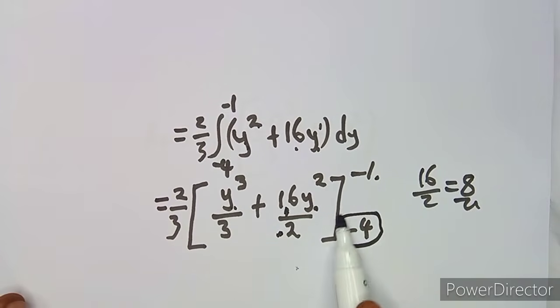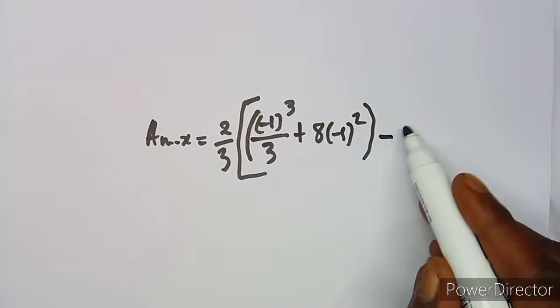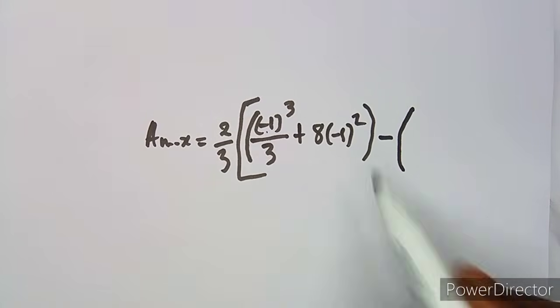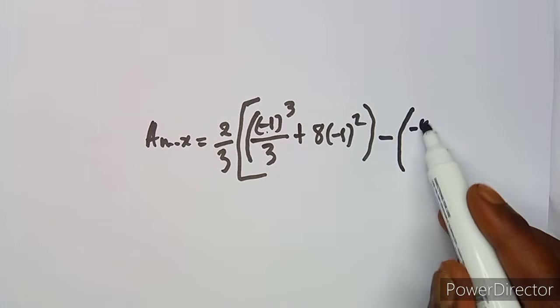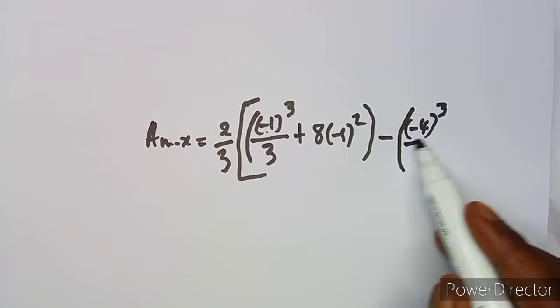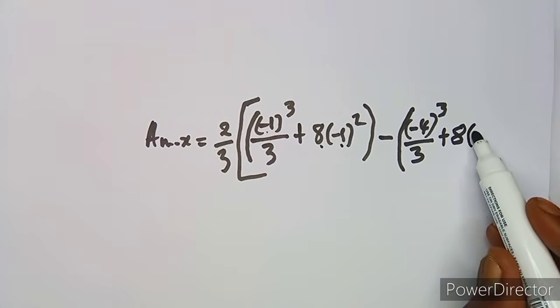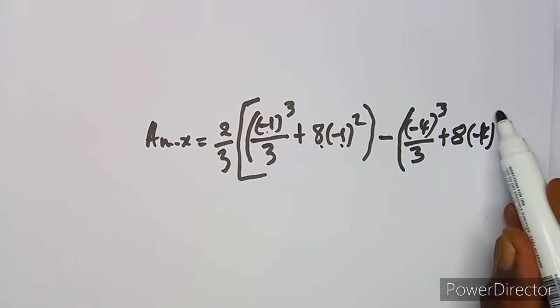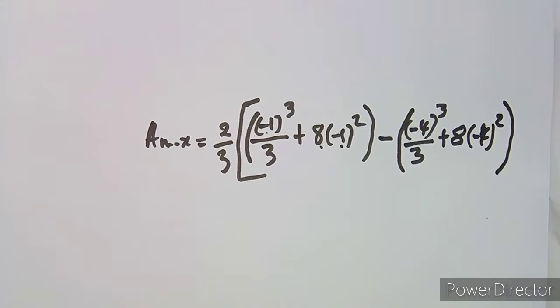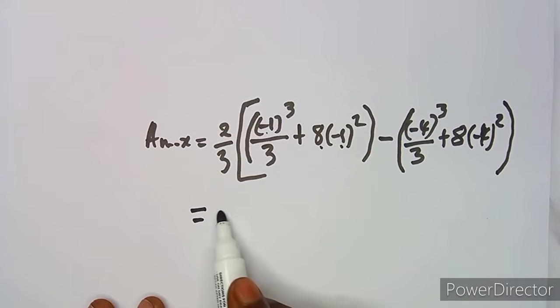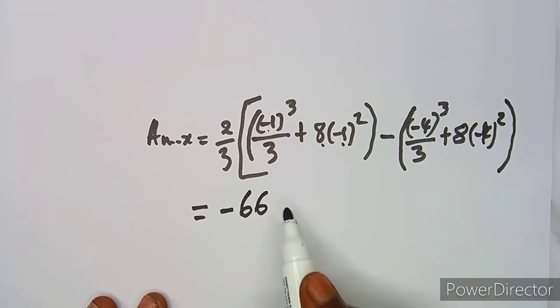Then I subtract the lower limit, which is -4, so I'm going to subtract this now. This time I'm substituting -4, so it's -4 to the exponent of 3 over 3 plus 8 times -4 to the exponent of 2. Then I have to close this bracket. All right, so that's the stage, guys. That's what we had there, and I don't think there's anything else that we're going to do. You just need to use your calculator there, guys. If you use your calculator properly, you are going to obtain -66, which is the area moment, which is going to be in cubic meters.